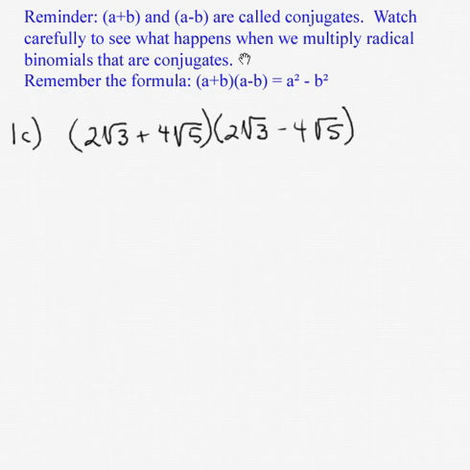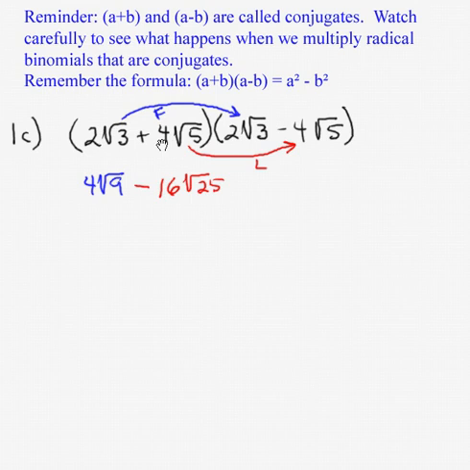Since we reminded you, we don't have to FOIL. We only have to do the firsts and the lasts. So the firsts, 2 times 2 is 4. Square root of 3 times the square root of 3 is the square root of 9. And the last, positive 4 times negative 4 is negative 16. The square root of 5 times the square root of 5 is the square root of 25. Simplify that. The square root of 9 is 3. Square root of 25 is 5.